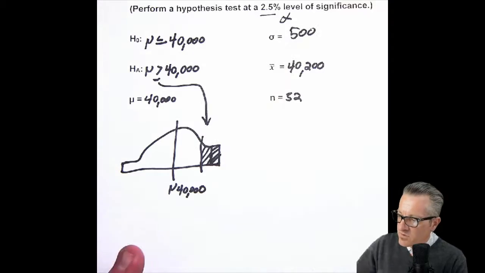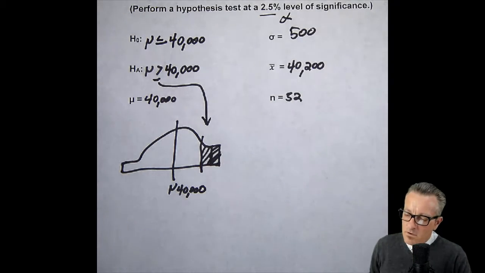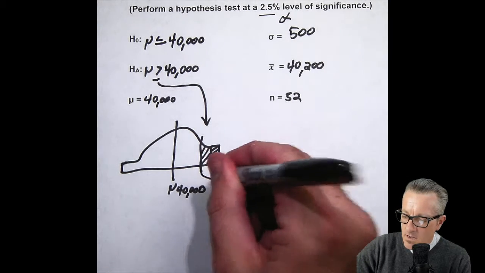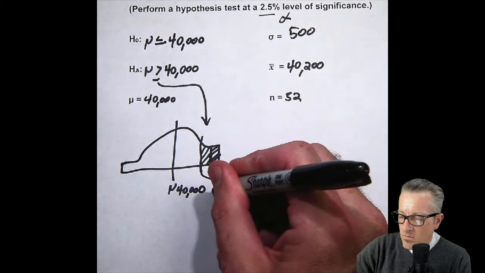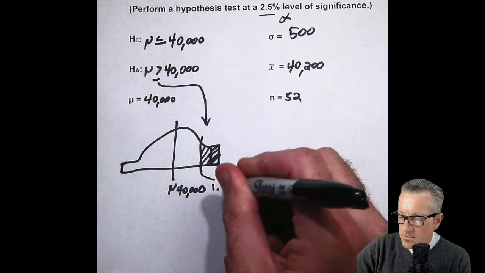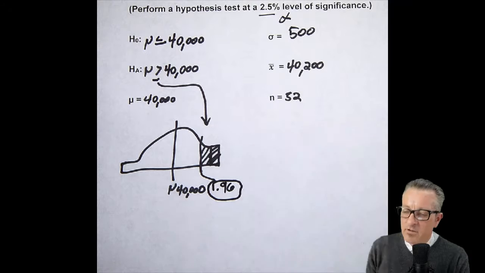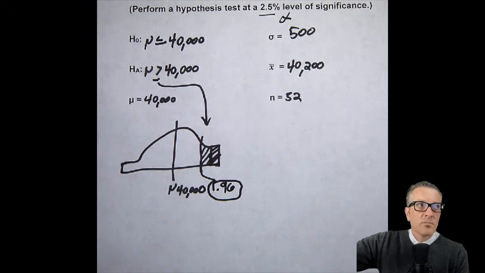And this is for the rejection method. So this right here is 1.96. That's the critical cutoff for our test. I'm going to back it off now.